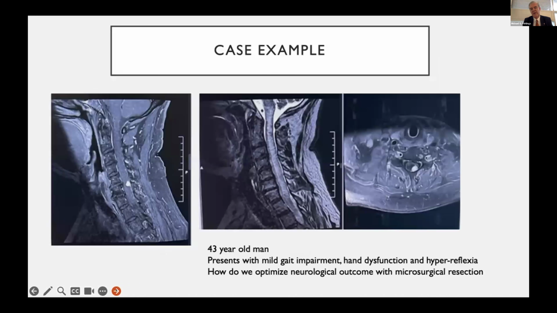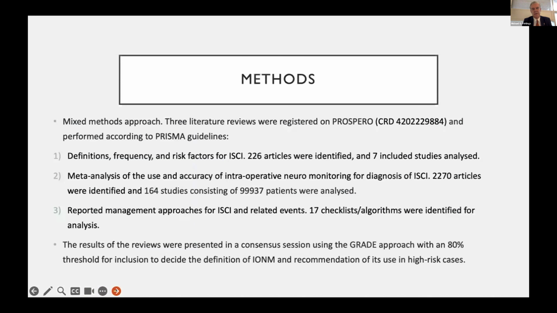So just by way of case example, this is a patient in my own practice who has a nodular enhancing intramedullary tumor consistent with hemangioblastoma, associated with a tremendous amount of AV shunting and syrinx formation. So this presents a significant challenge related to microsurgical resection, and I'll come back to how we managed this case.